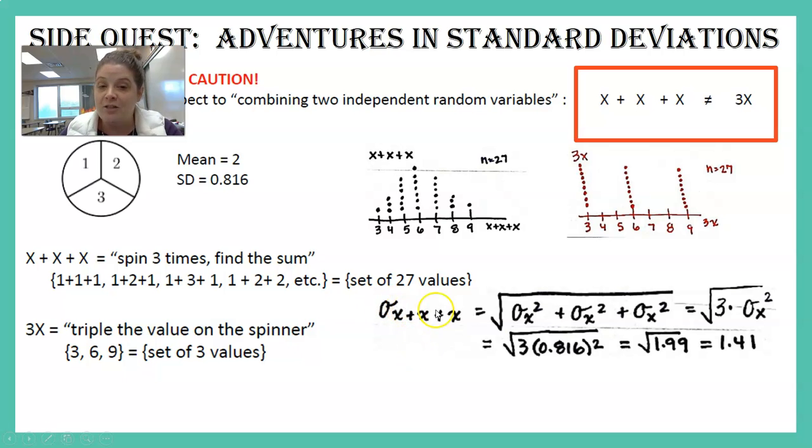Standard deviation of x plus x plus x, I'm going to have to combine the variances. Okay, so even though it's not like Pythagoras anymore because there's only 2 sides, I'm still going to add the variances, and then I'm going to take the square root to find the standard deviation.